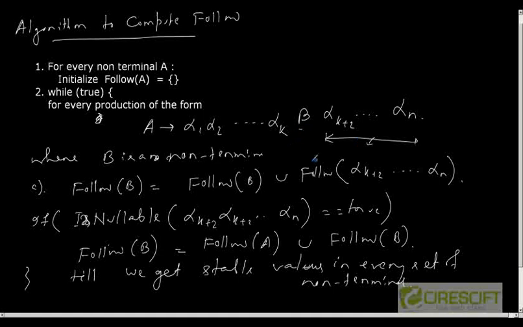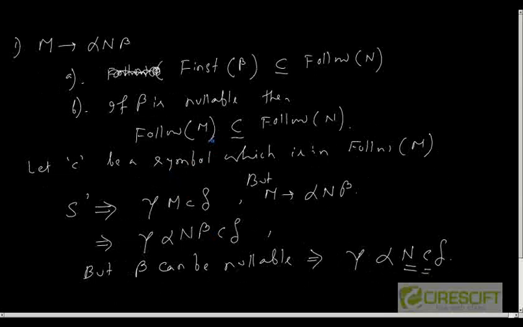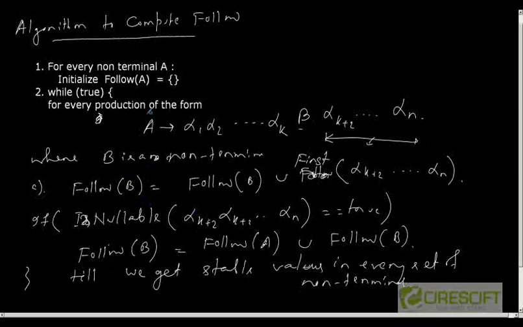compute. Sorry, I have made a mistake. This is not follow, this will be first of. So any follow of B will be the initial follow of B union first of alpha k plus 2 to alpha n. And if alpha k plus 2 to alpha n is nullable, then I can apply the second condition: if beta is nullable, then follow of m is a subset of follow of n, and hence I can add the follow of A to follow of B.